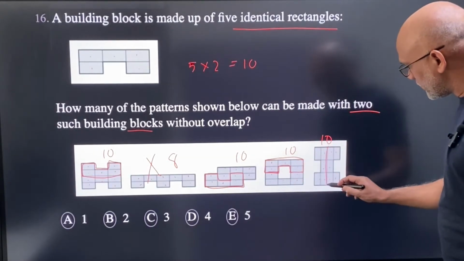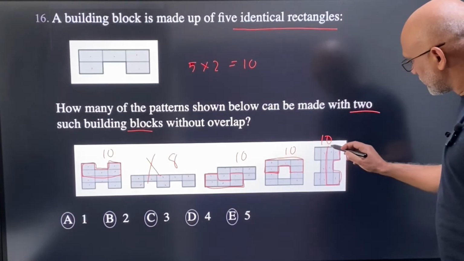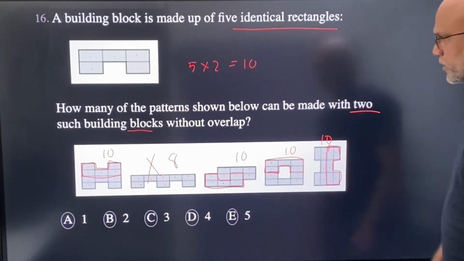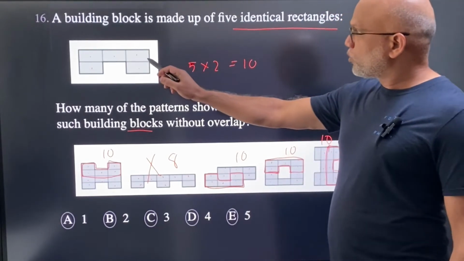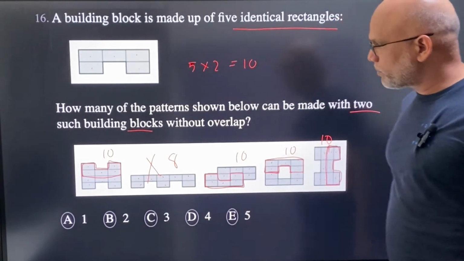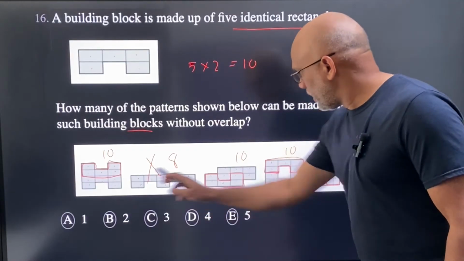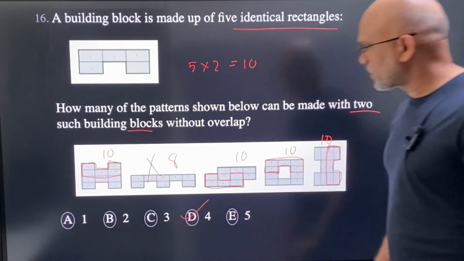Here you can just split it in half, and the other is also identical. So yes, these 4 I can make with 2 identical building blocks. Then I have 1, 2, 3, 4. D is the correct choice.